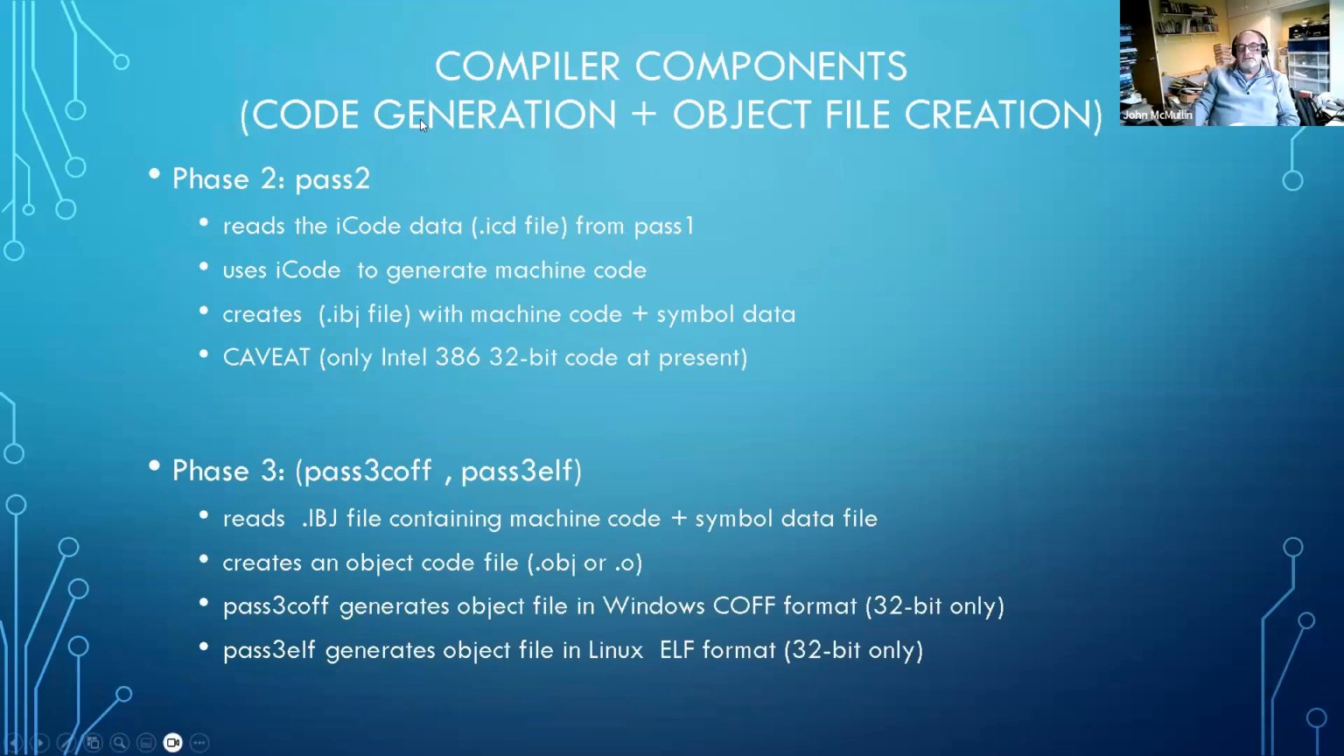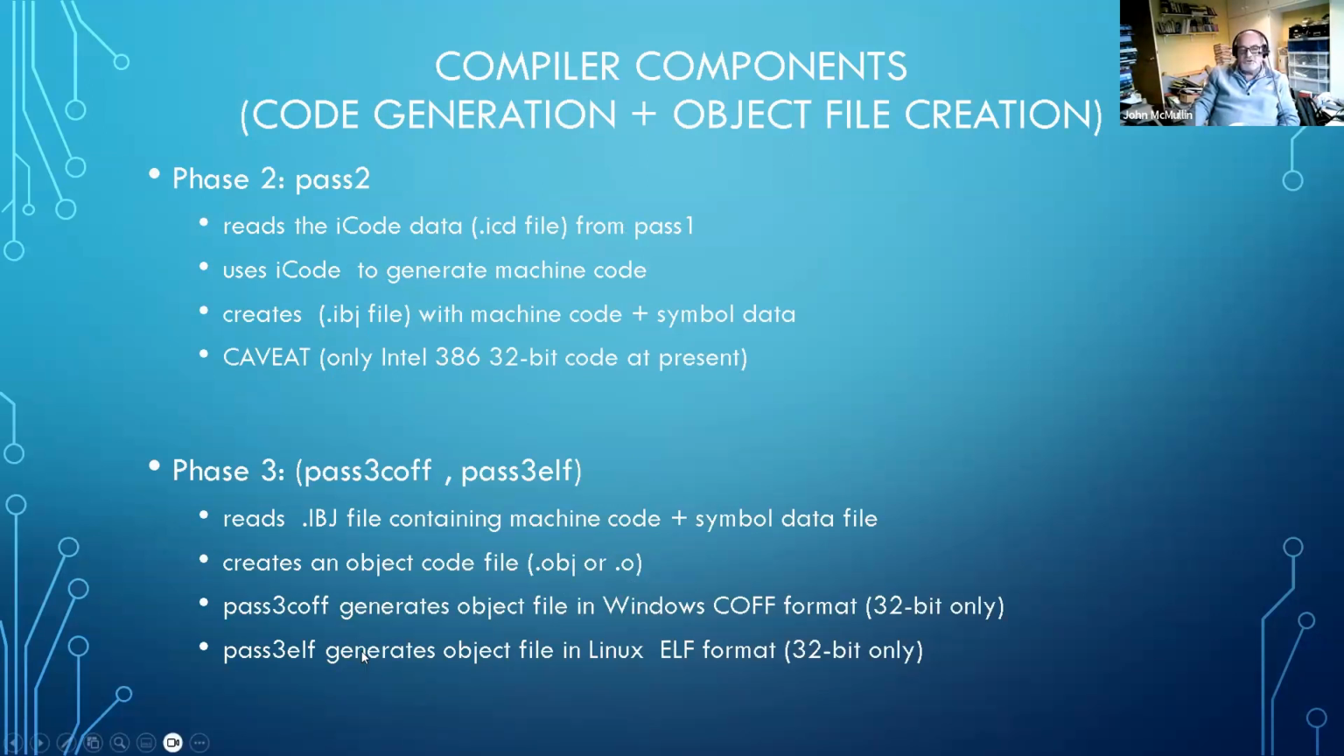Second part of the three-part compiler is pass2, which reads that I-code data and uses it to generate corresponding machine code, and then outputs these IBJ files. As I say, the caveat is only 32-bit code at the moment for Intel. I have dreams and visions of extending it a bit more, but I'll describe those later.